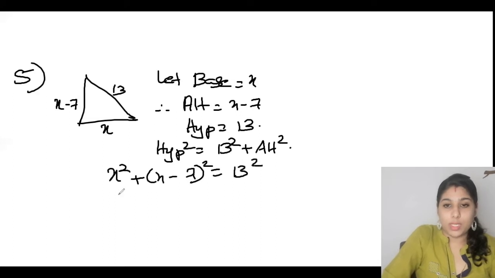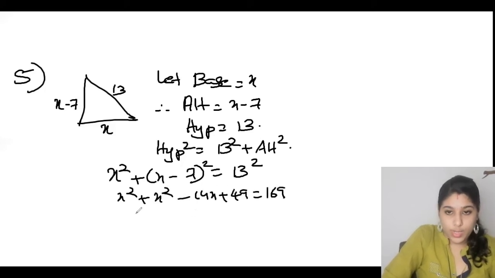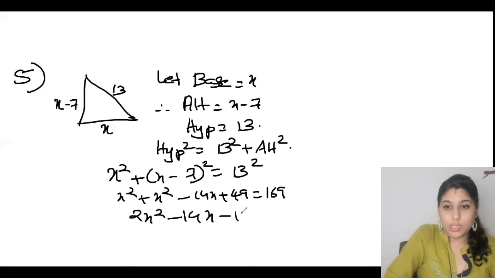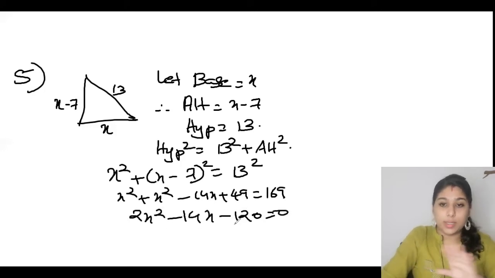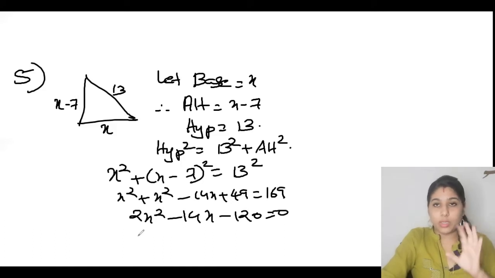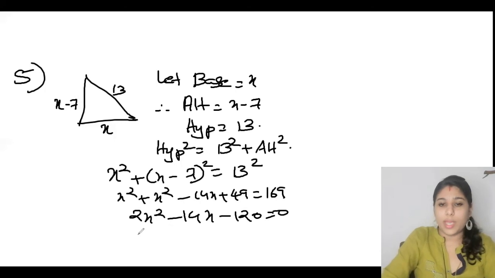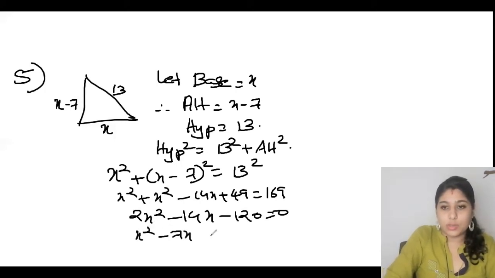So x square plus x square, using (a minus b) the whole square is a square minus 2ab plus b square, equals 169. So it will be 2x square minus 14x minus 120 is equal to 0. Here also we can cut the 2 out, directly. So x square minus 7x minus 60 is equal to 0. By this we can clearly understand that 12 and 5 we can take.